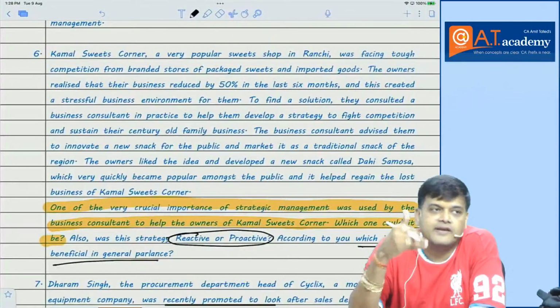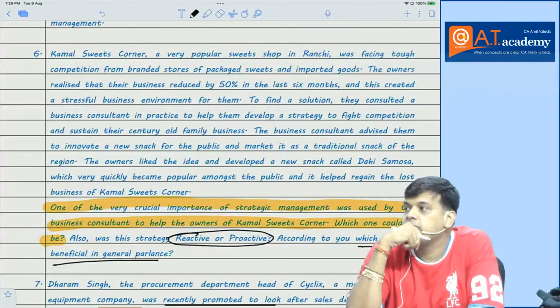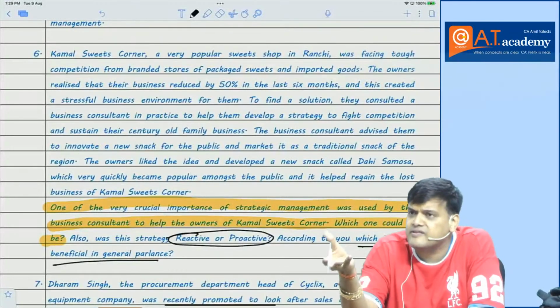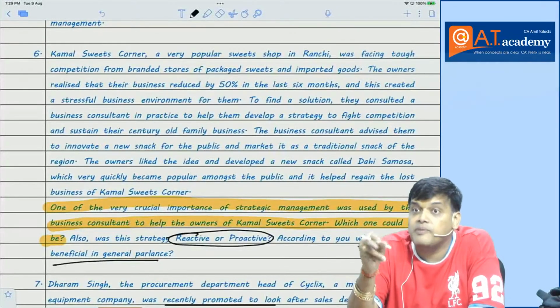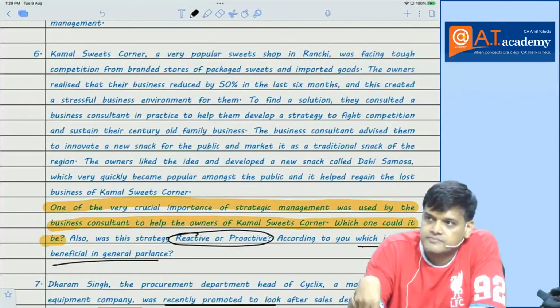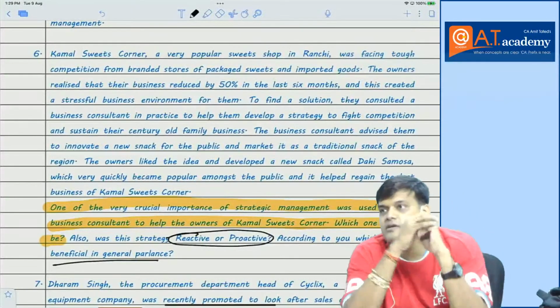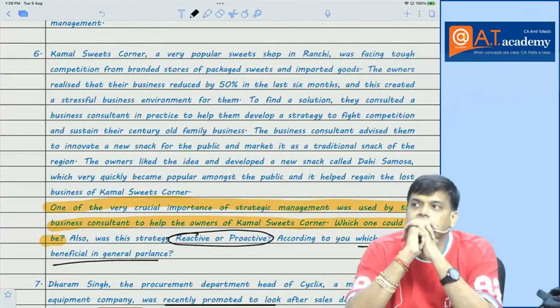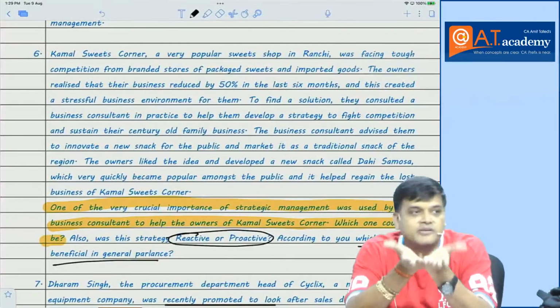Okay, what they are saying is the first highlighted question. The consultant, the business consultant, had come. He used one of the important benefits of SM. What would that be? Drive the company to the changing environment. I will discuss, don't worry. That is what exactly a discussion comes into.